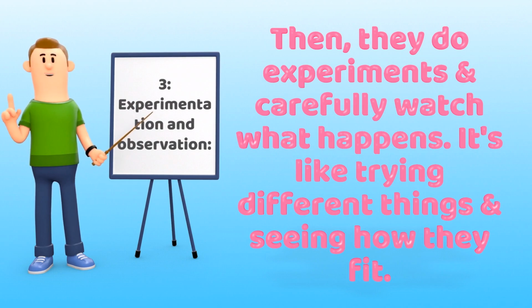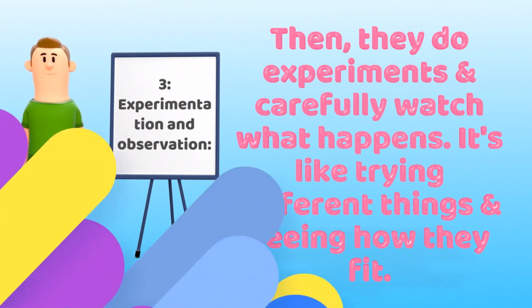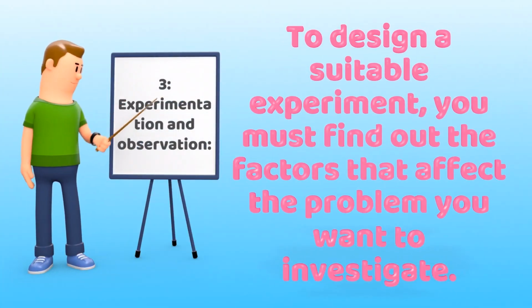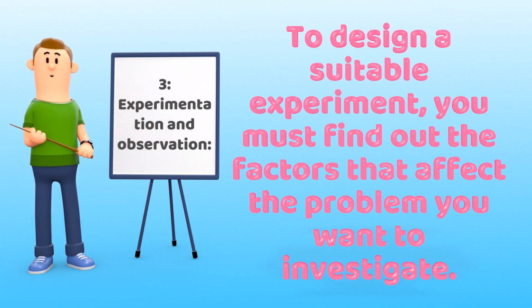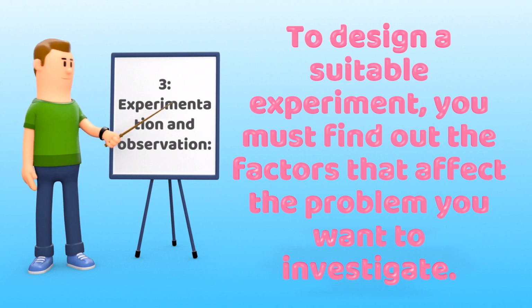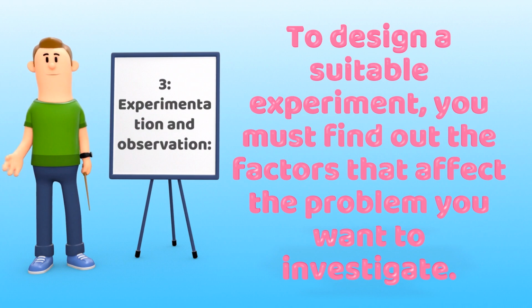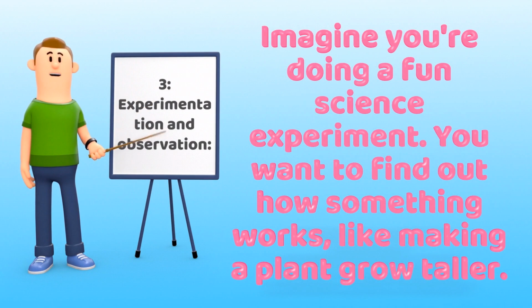Under this area, you will do experiments and watch carefully what actually happens. Now, in order to design a suitable experiment, you must find out factors that affect the problem you want to investigate. Just imagine you are doing a science experiment and you want to find out how something works, like making plant taller.